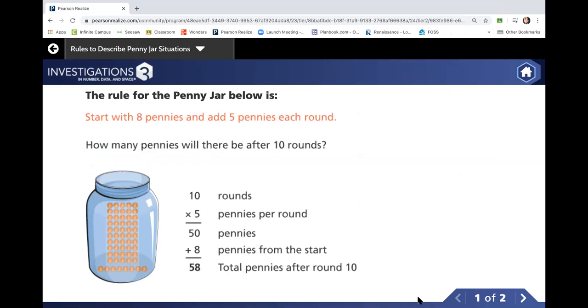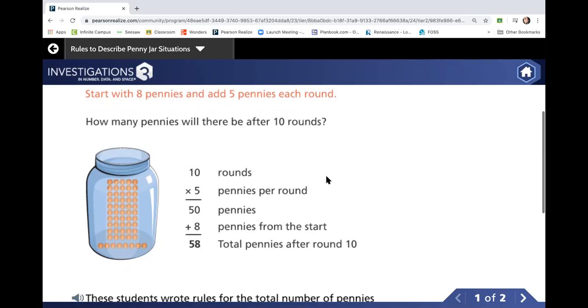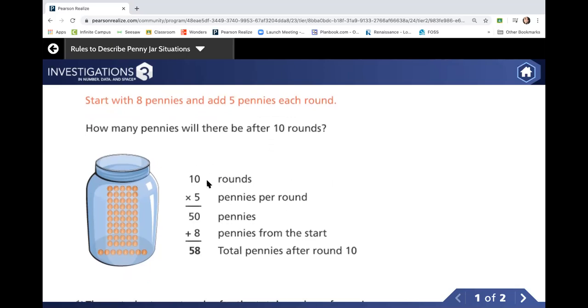the answers more efficiently. So in this example, they started with 8 pennies in the jar. And for each round, they added 5 pennies. The question is, how many pennies will there be after 10 rounds? So you can see that there are 10 rounds. They add 5 pennies each round. 10 times 5 equals 50.